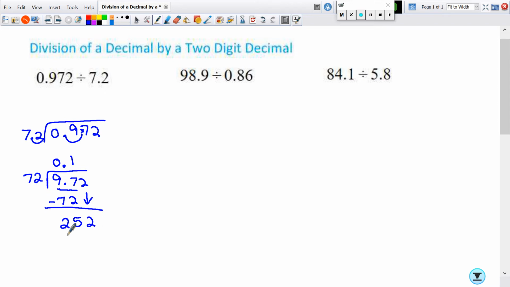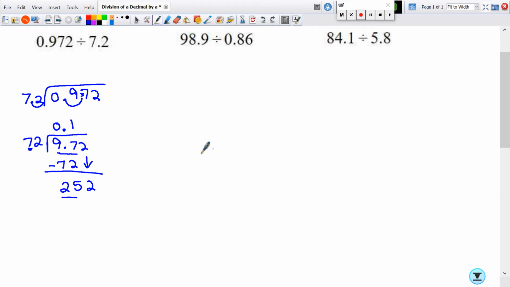Okay. 72, it helps if you look at just the first numbers. 72 goes into 25 3 times. So I'm going to try a 3 out here. And then I'm going to multiply. 3 times 2 is 6. And 3 times 7 is 21. So that did work.